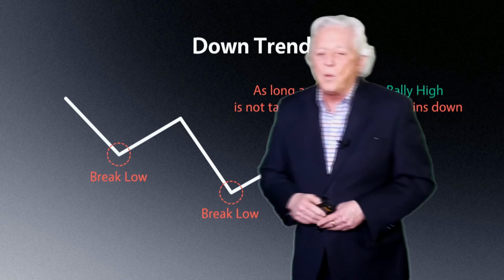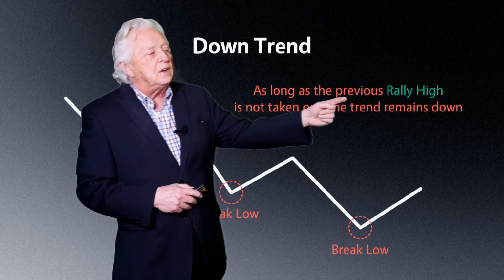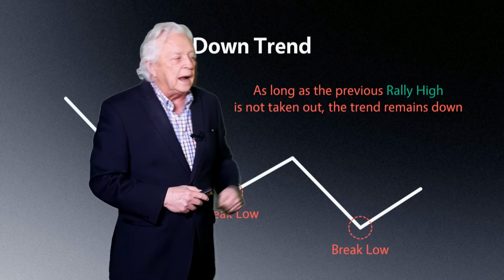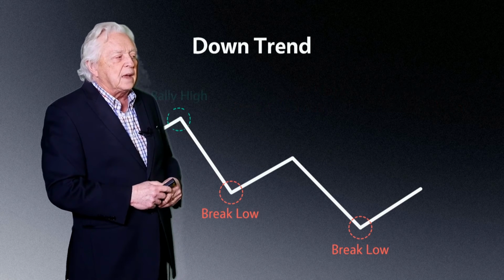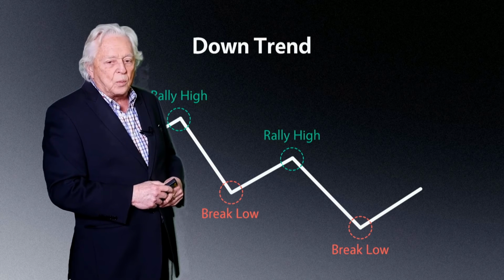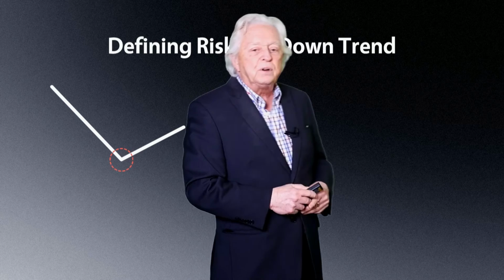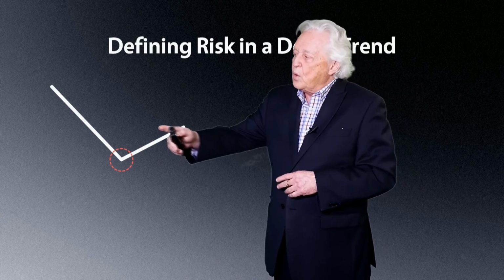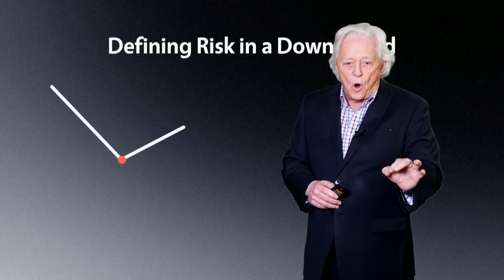And the key here, and I'll walk over this way so you can see it. As long as the previous rally high is not taken out, the trend remains down. So you don't want to take out that high, you didn't want to take out that high. And there's your rally highs. Now, how do we define risk in it? Pretty simple. It's the same thing. We had our break, a bounce away from it. So there's our low point.